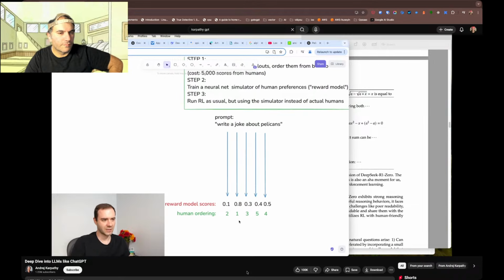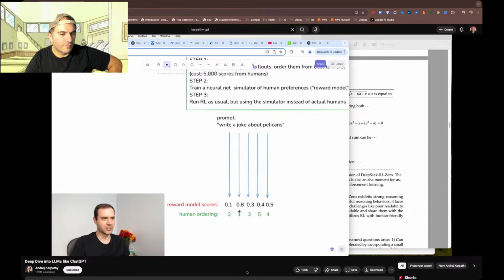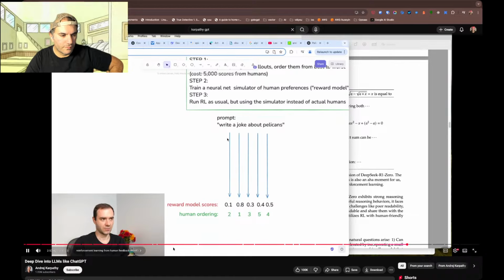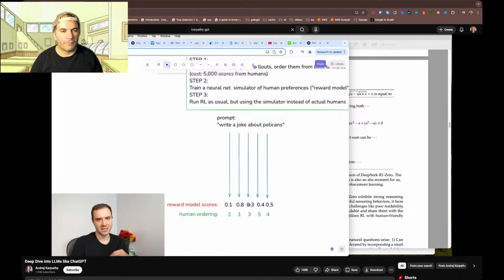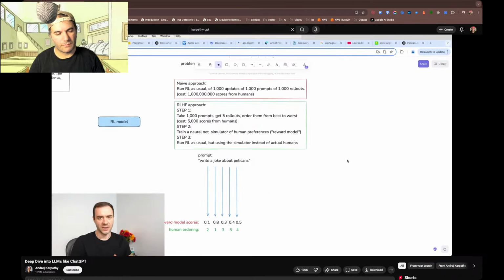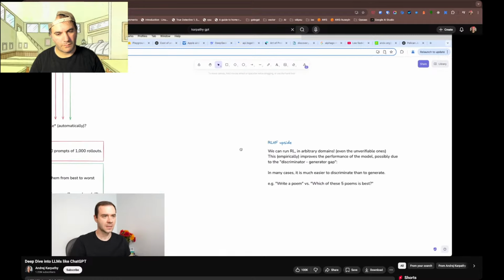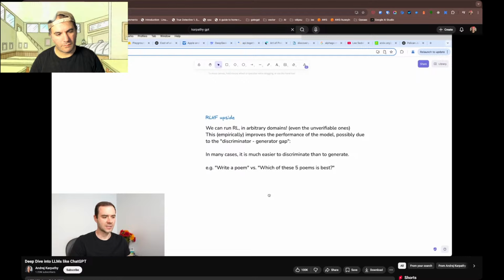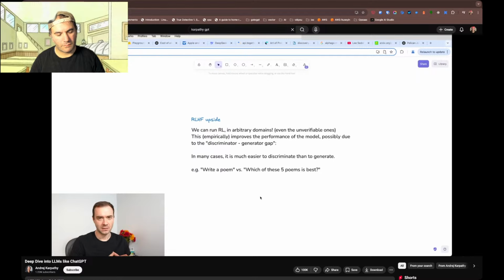I'm skipping over the mathematical details, but I just want you to understand the high-level idea that this reward model is giving us the scores, and we have a way of training it to be consistent with human orderings. And that's how RLHF works. Okay, so that is the rough idea. We basically train simulators of humans and do RL with respect to those simulators. Now I want to talk about first the upside of reinforcement learning from human feedback.